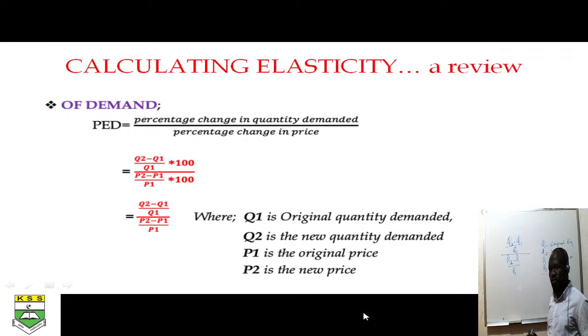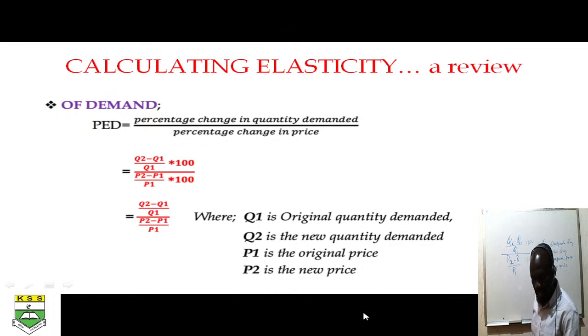Whatever question you will be given, you have to look for these four things: Q1, Q2, P1, P2. When you get those four items, it's a matter of remembering this formula: Q2 minus Q1 over Q1 divided by P2 minus P1 over P1. But remember, we're getting percentage change, so it is multiplied by 100, and also multiplied here by 100.